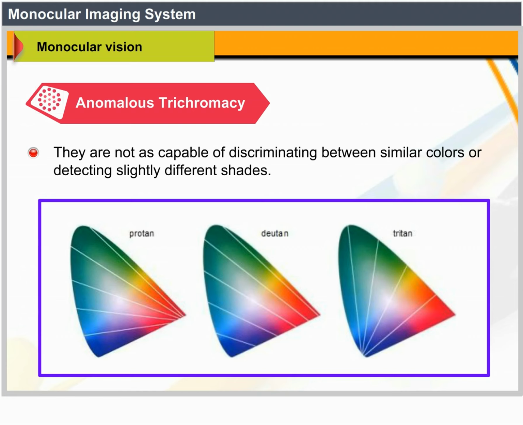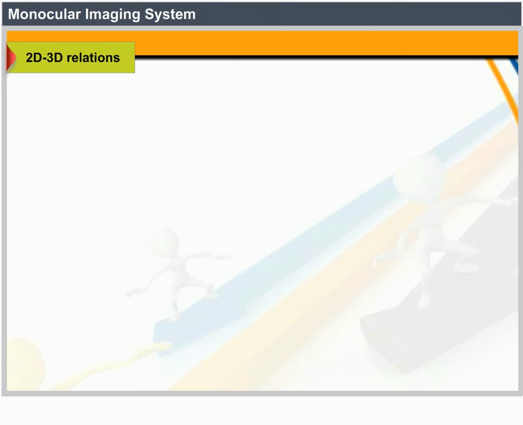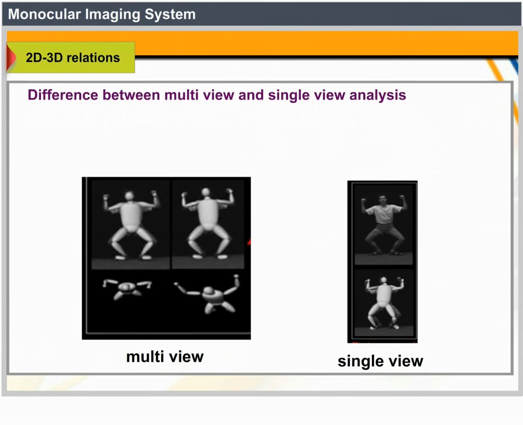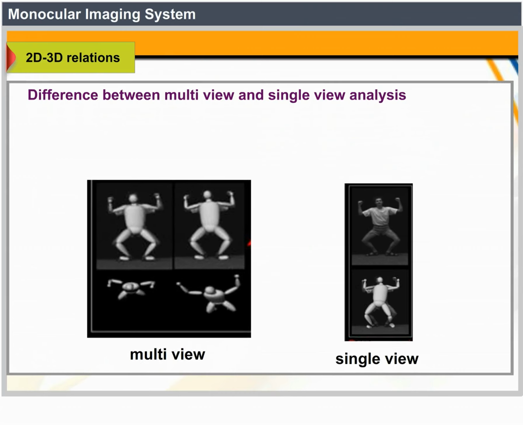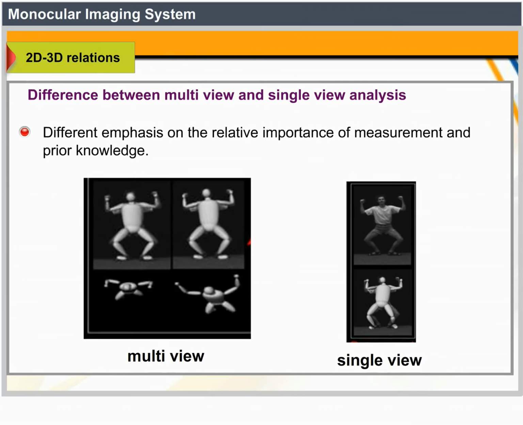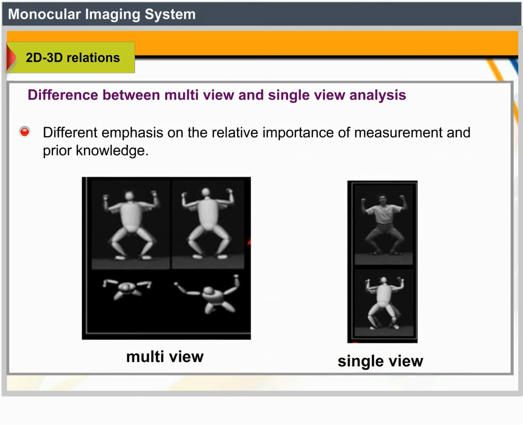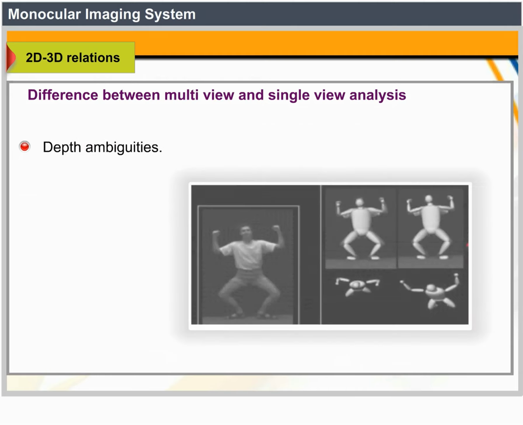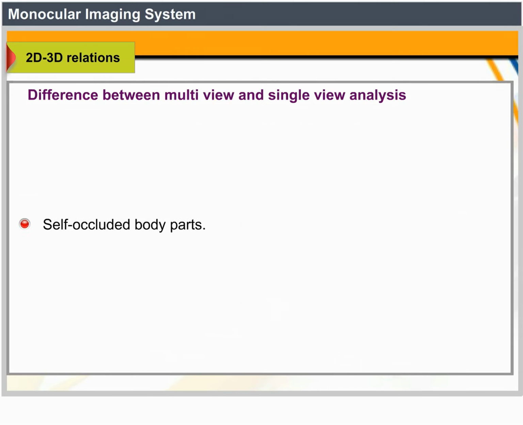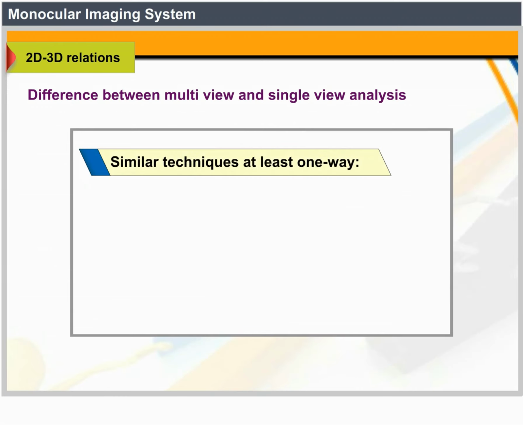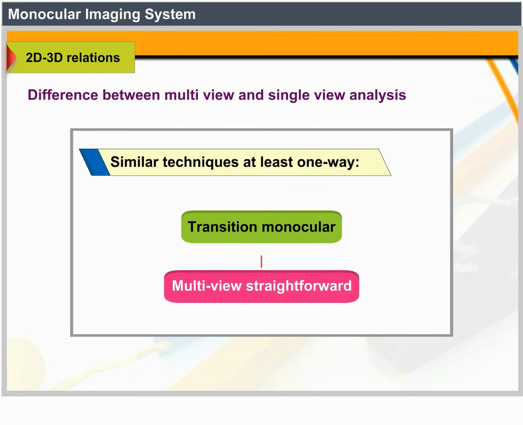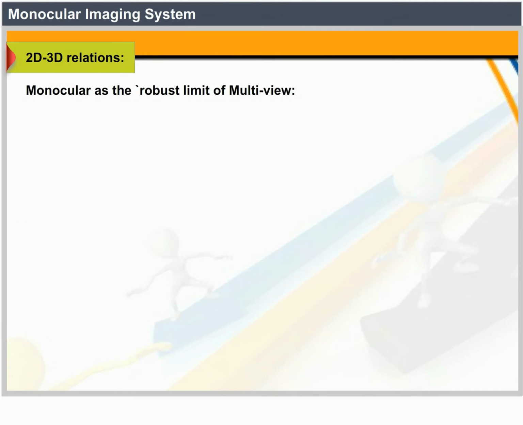2D-3D relations. The difference between multi-view and single-view analysis is a different emphasis on the relative importance of measurement and prior knowledge. Depth ambiguities, self-occluded body parts. Similar techniques work at least one way. Transition from monocular to multi-view is straightforward. Monocular as a robust limit of multi-view.